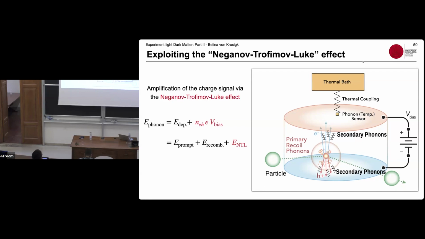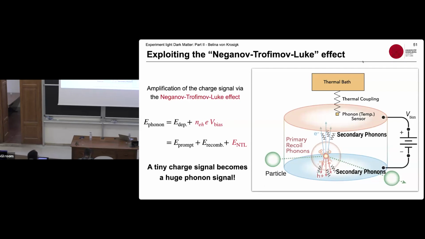You have the deposited energy, and then you have a certain amount. N is the number of electron hole pairs that has been generated, this is the charges, and this is the applied bias, also in energy units, eV. First of all, the more initial electron hole pairs you have, the more phonons you get. But also the higher the voltage, the more energy you're putting into the amplification. So in the end, the total energy that you get is the prompt phonons, the recombination energy of your electrons and holes, but also this extra term, which we call Neganov-Trofimov-Luke amplification, after these three physicists, or NTL for short.